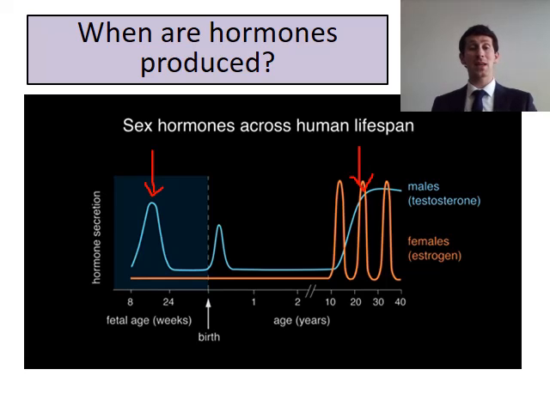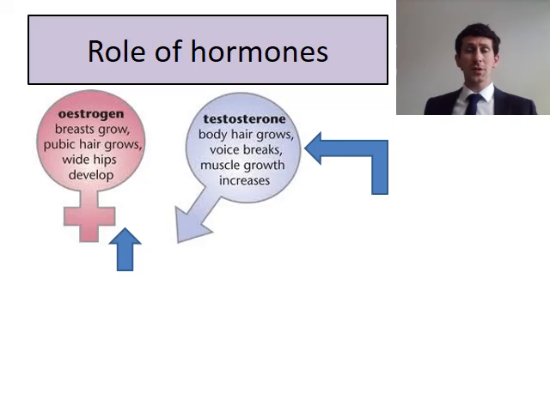So testosterone is mainly produced during those two periods, prenatally and during adolescence. So now we're going to have a look at the roles of different hormones. And remember, you've got to know about estrogen, testosterone and oxytocin. So the first one we're going to look at is estrogen. And estrogen is the female sex hormone.